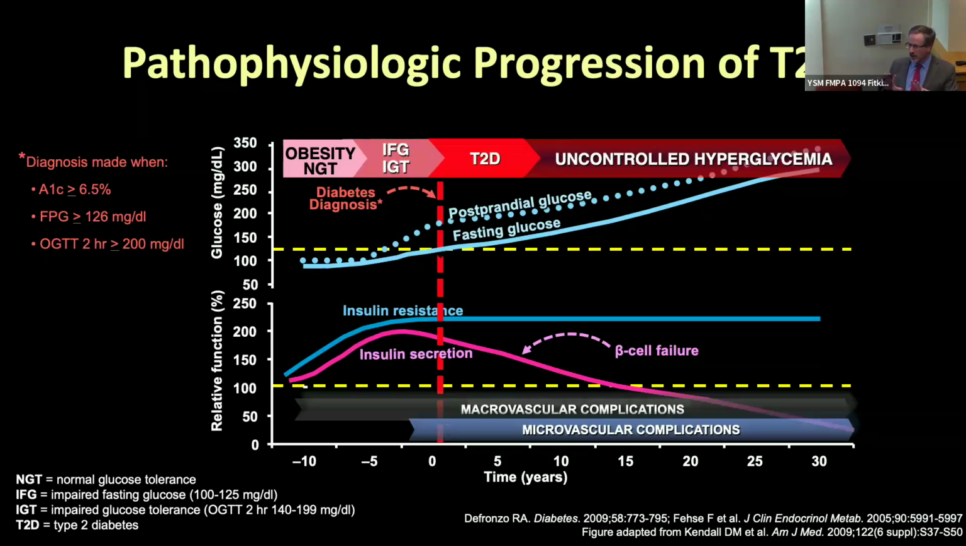So this is what I just said, but put in the framework of the lifespan of an idealized patient with type 2 diabetes. In the obese state, and NGT here refers to normal glucose tolerance.